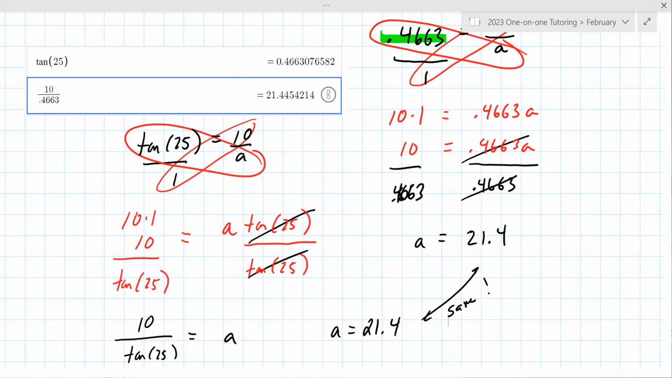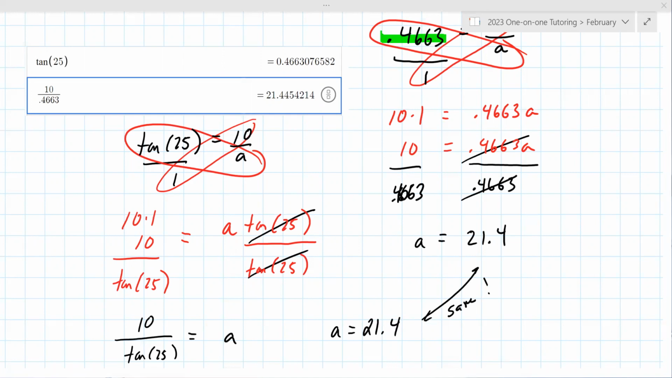So the point is that you do not have to calculate tangent. You can wait till the end to do it. I think I'd prefer to do that. Seems kind of easier. Wait till the end. Yeah, I think it's less numbers to be thrown around.